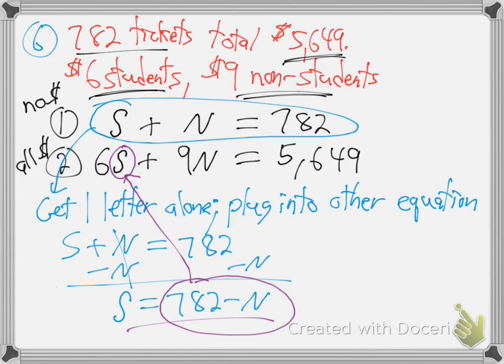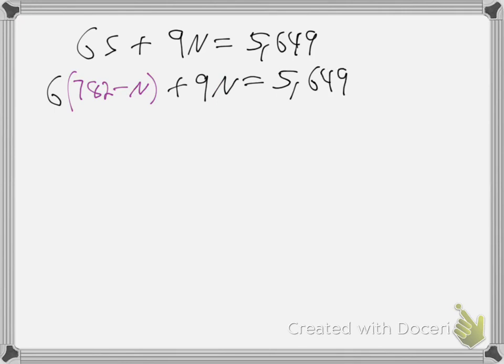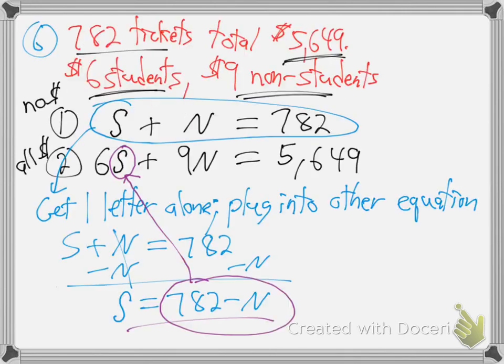So I'm going to rewrite it here for you. So it's 6S plus 9N is 5649. And then I'm plugging in S. S is 782 minus N. So S will be 782 minus N, plus 9N. Does that make sense what happened there? Everybody see that? Because S is equal to 782 minus N, I can replace S with that, because that's what S is the same as, right?